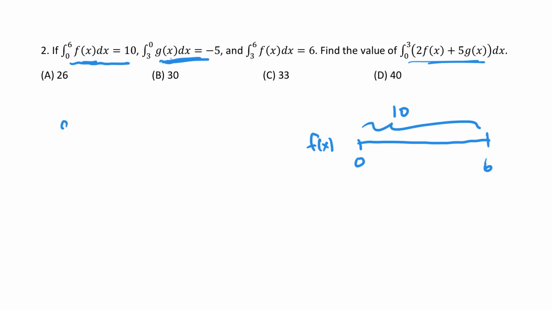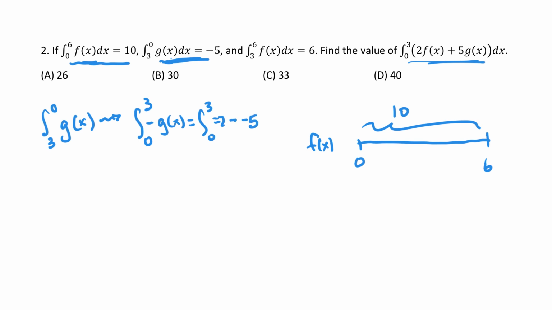I am going to note that they tell me the integral of g of x is from 3 to 0. If I change this to be the integral from 0 to 3, this becomes negative g of x. So I'm going to want to do that. This becomes negative, negative 5. So the integral from 0 to 3 of g of x dx equals positive 5. Let's put that on the side to note.